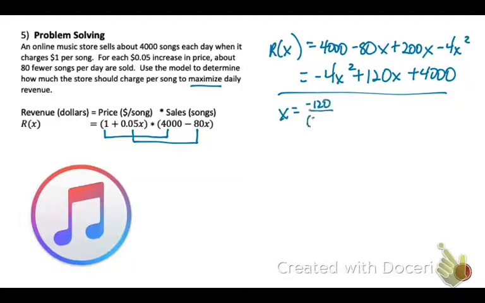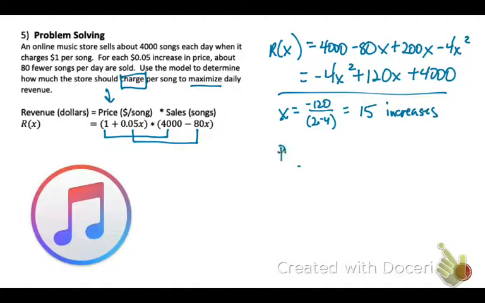So we want to maximize that revenue, so we're going to focus on the vertex. Now this tells us that our revenue will be maximized after 15 songs. Or rather than 15 songs, it would actually be 15 increases of 5 cents each.